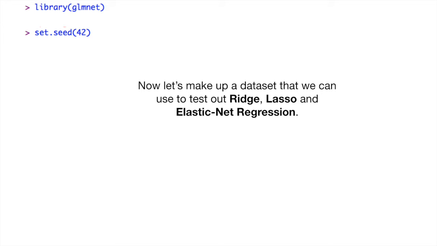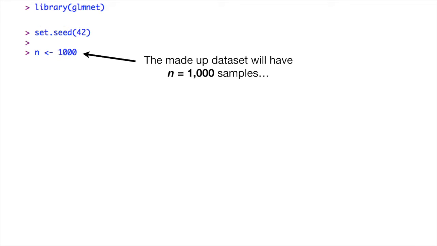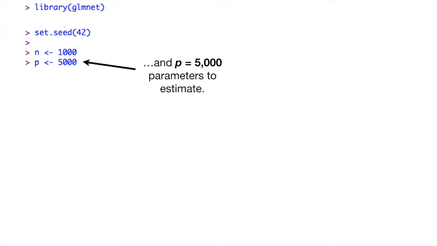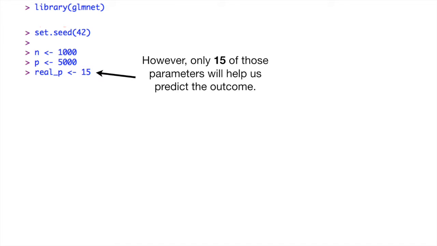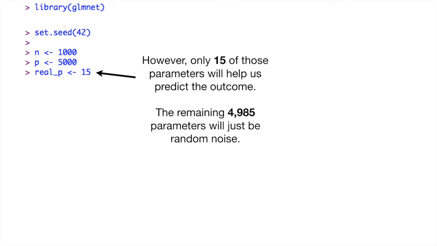Now let's make up a dataset that we can use to test out Ridge, Lasso, and Elastic-Net regression. The made-up dataset will have n equals 1,000 samples, and p equals 5,000 parameters to estimate. However, only 15 of those parameters will help us predict the outcome. The remaining 4,985 parameters will just be random noise.